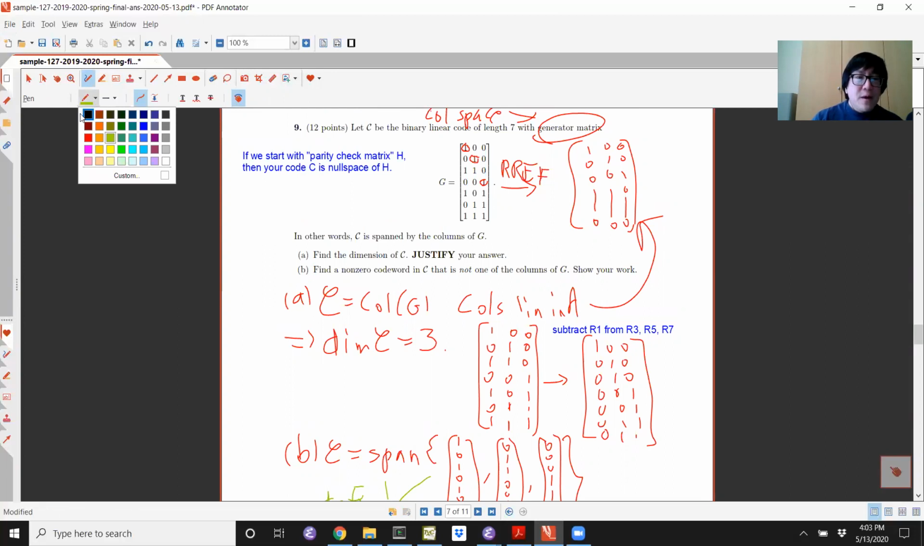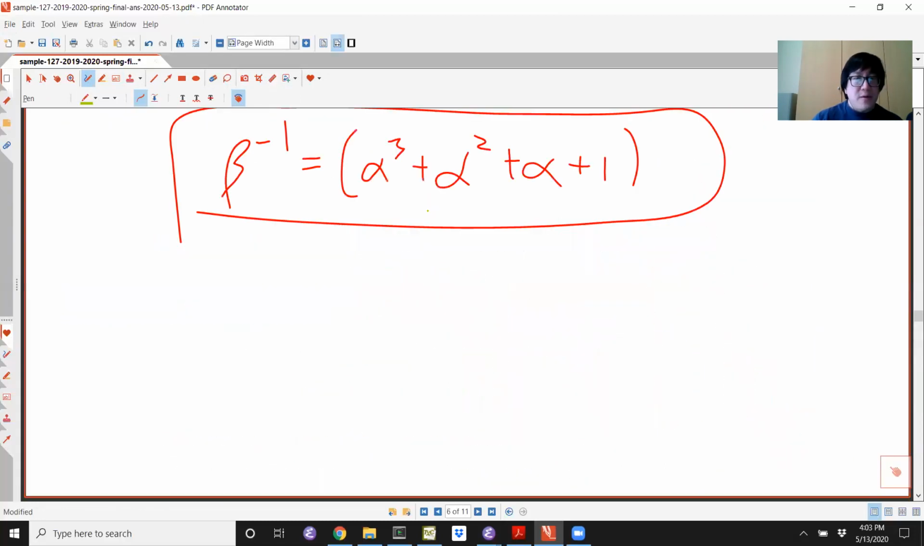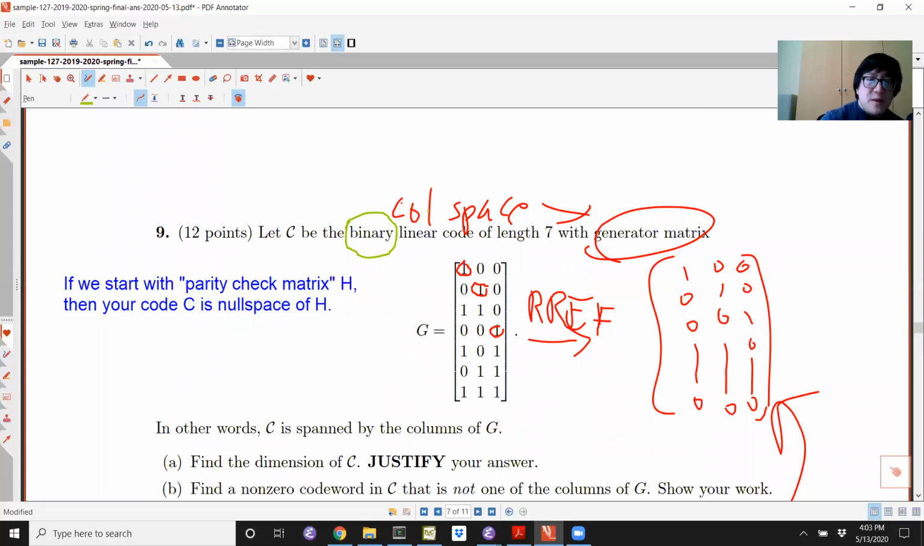Let me remind you that binary always means, in this course, not just that they're zeros and ones. The coefficients are everything done mod 2.